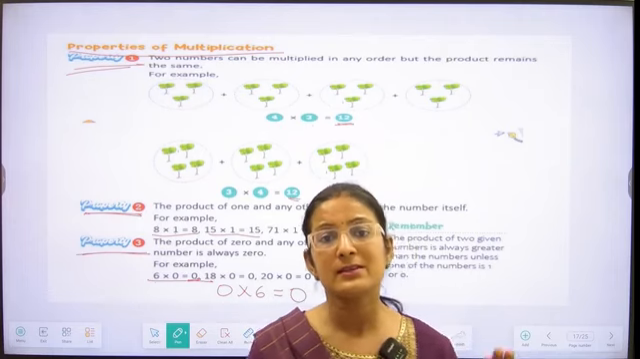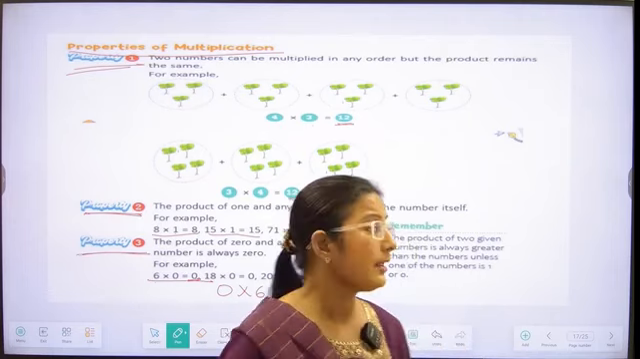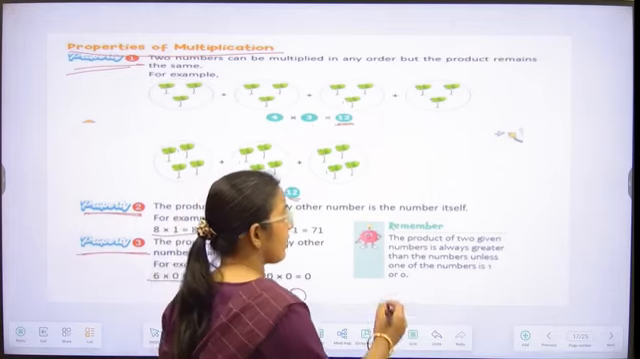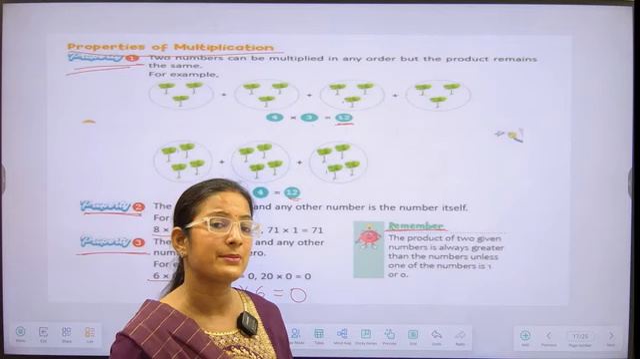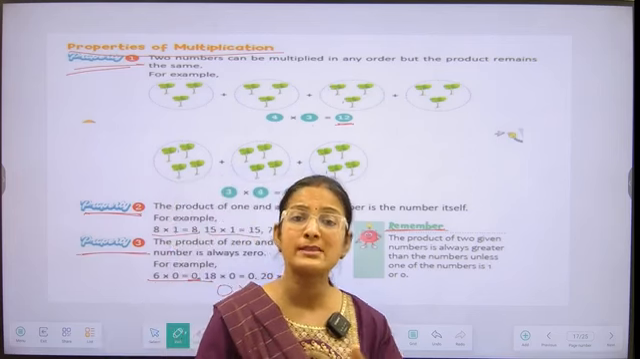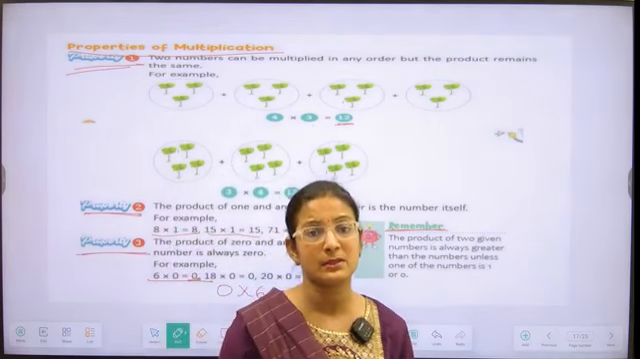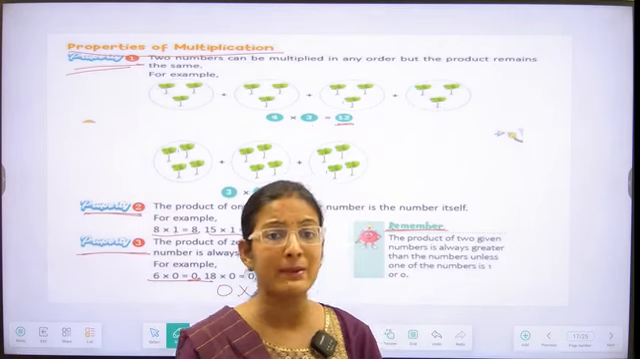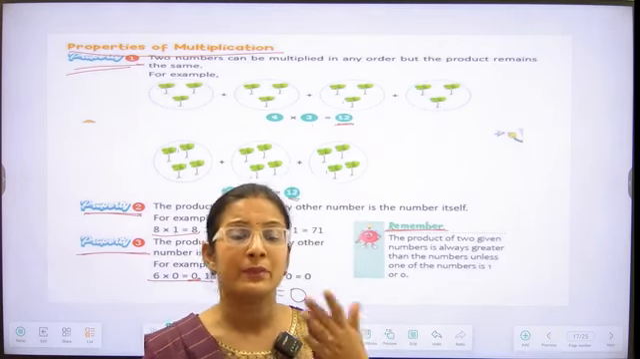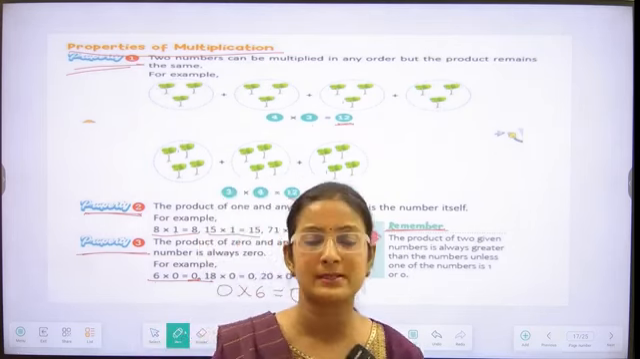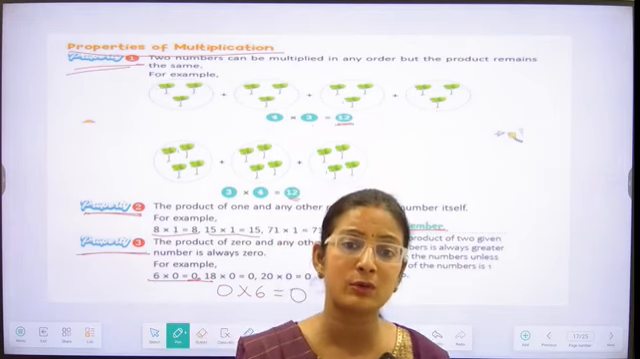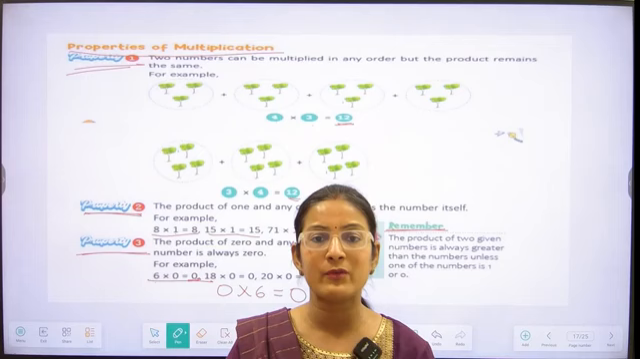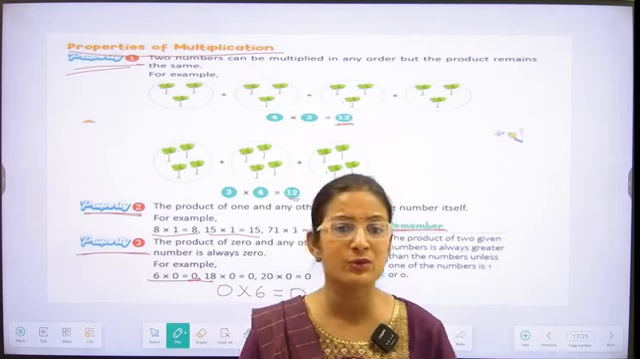Let's understand one more concept, that the product of two numbers is always greater than the numbers. But if we multiply any number by 1, then the product is always itself. And if we multiply any number by 0, then the product will always be 0, students.